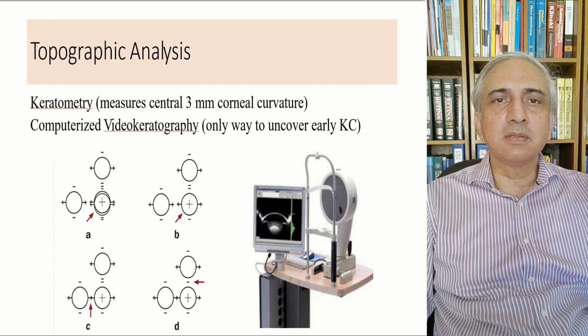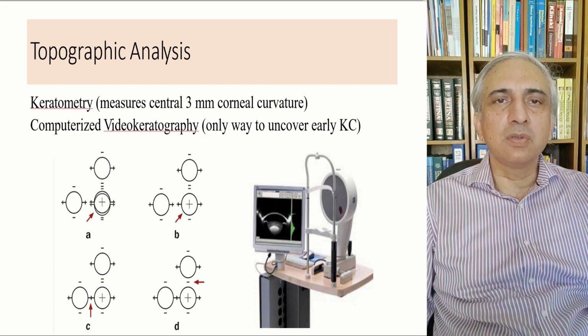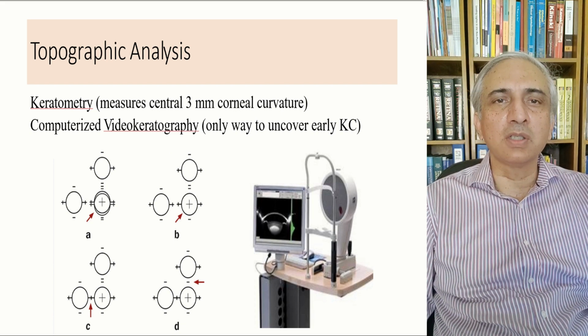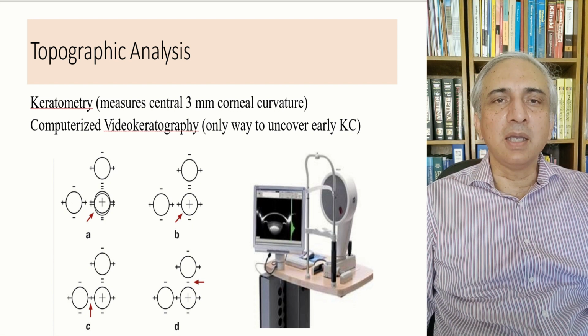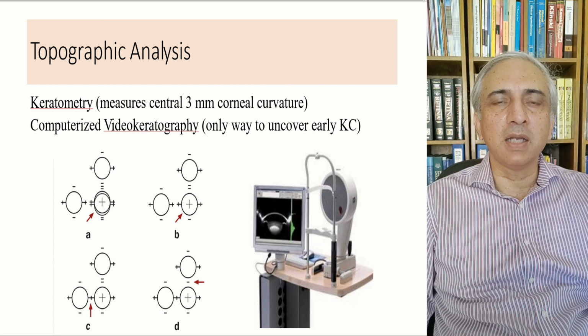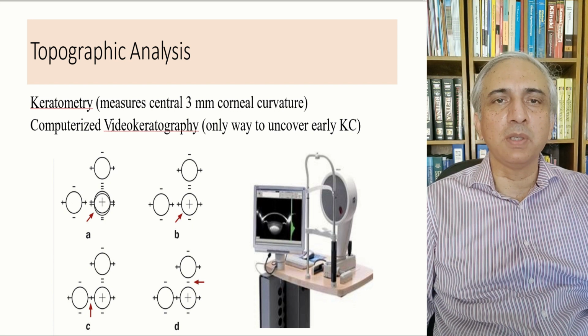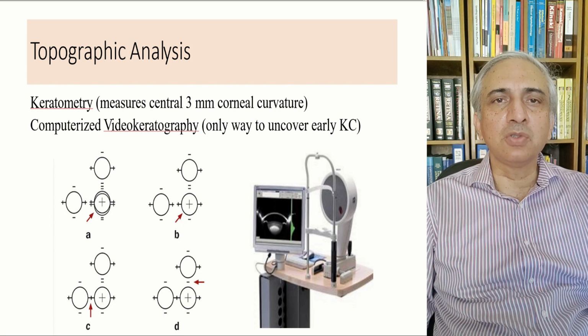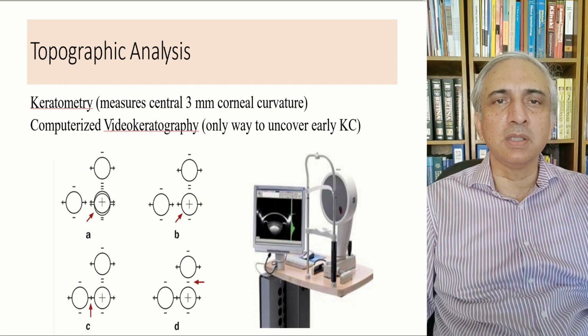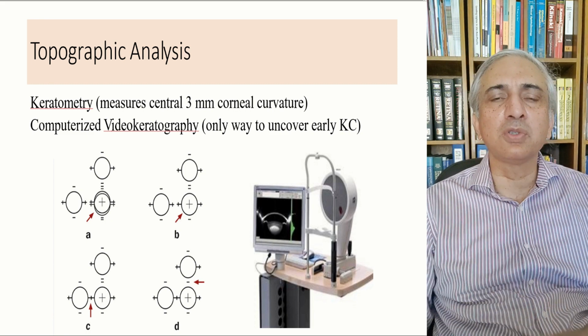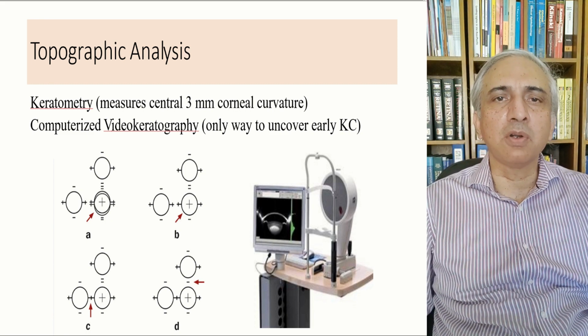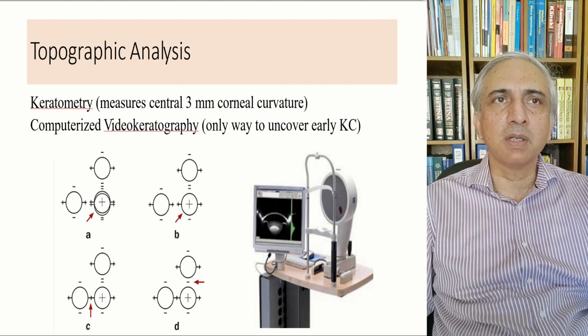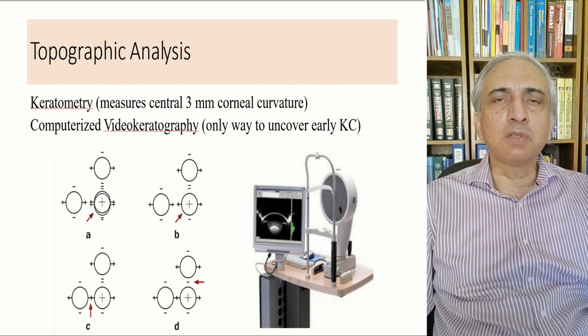Topographic analysis gives you an idea of if there's any keratoconus present, and is there a match between the astigmatism which you see manifest and which is seen in the keratometry reading. There should not be a lot of difference, should be not more than 1 diopter of difference between the astigmatism. Here you see 2 types of keratometers.